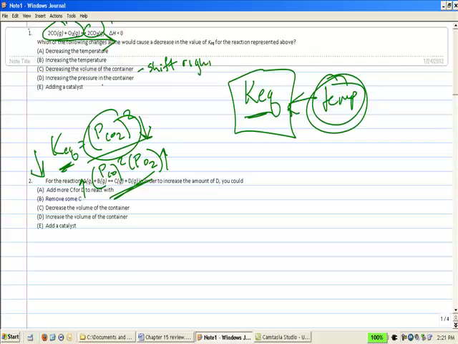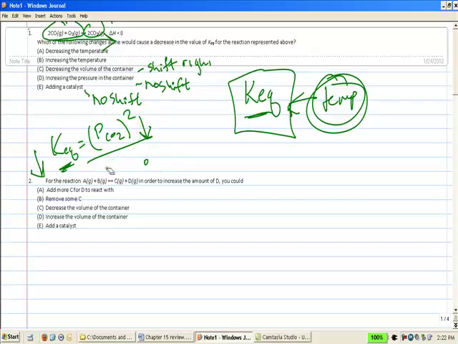D, if you increase the pressure of the container and they don't tell you how they increase the pressure of the container, then you can't assume anything, so we have to say that there is no shift involved there. And then E, if you add a catalyst, all that does is it makes the reaction go faster in both directions. So therefore, again, there is no shift involved there.